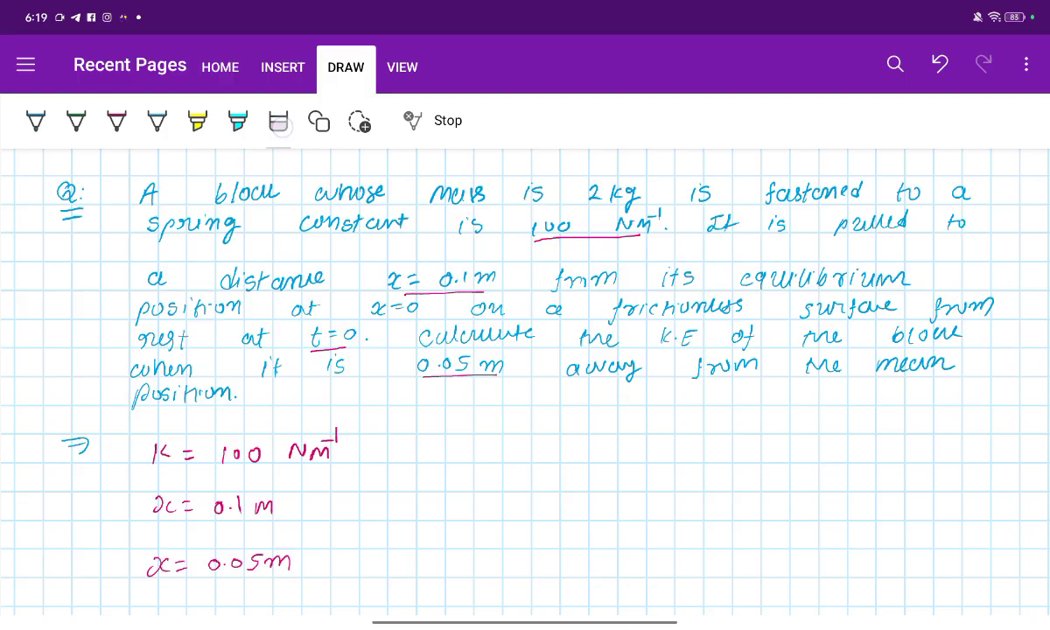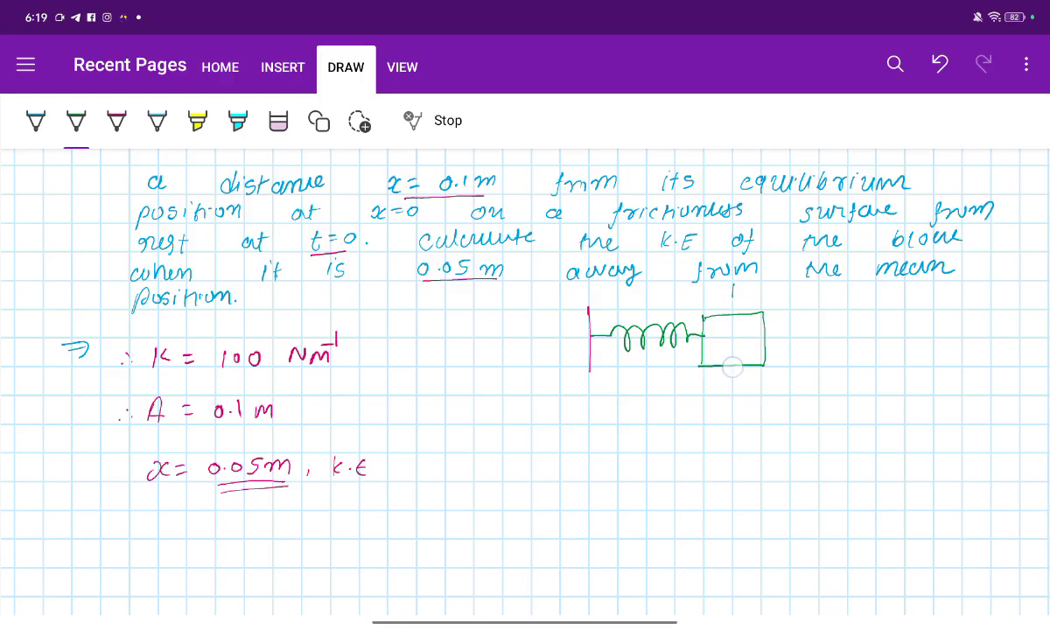So here 0.1 meter automatically becomes our amplitude, because this is the maximum displacement. And we are required to find the kinetic energy when it is 0.05 meter away from the mean position. So this is our spring. Here is our block, and this is the mean position, let's say, x = 0. Now what we are doing right now is we are stretching this spring. Yes or no? Yes.